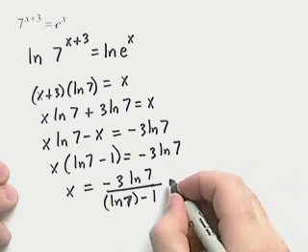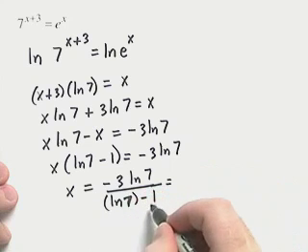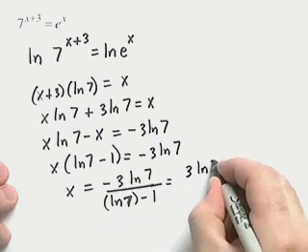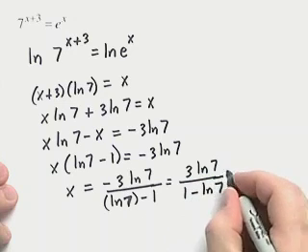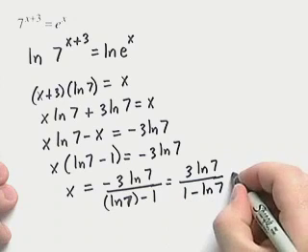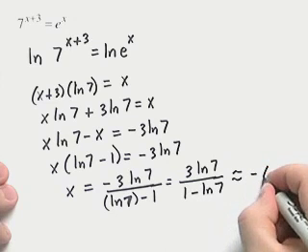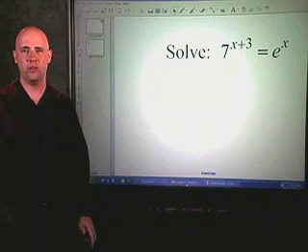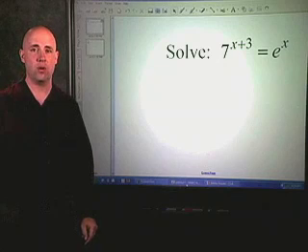We could also rewrite this in another form. Since we have a negative up here in the numerator, we could distribute that into the denominator and rewrite this as 3 natural log of 7 over 1 minus the natural log of 7. That also helps keep it clear that the 1 is not part of the natural log. If we do put this in our calculator, we'll get that the solution is roughly negative 6.172.